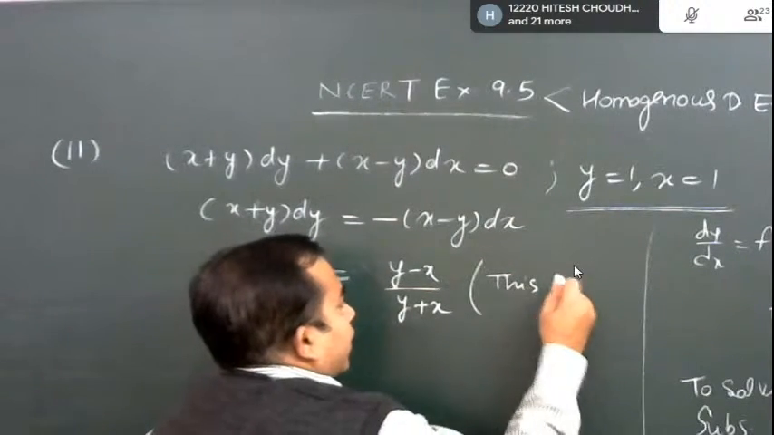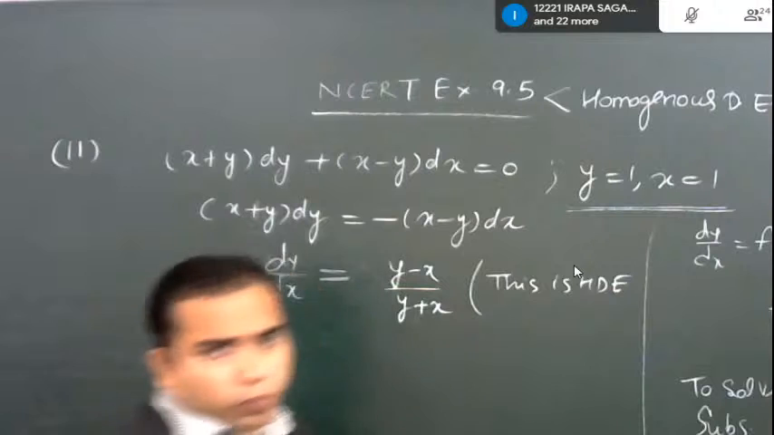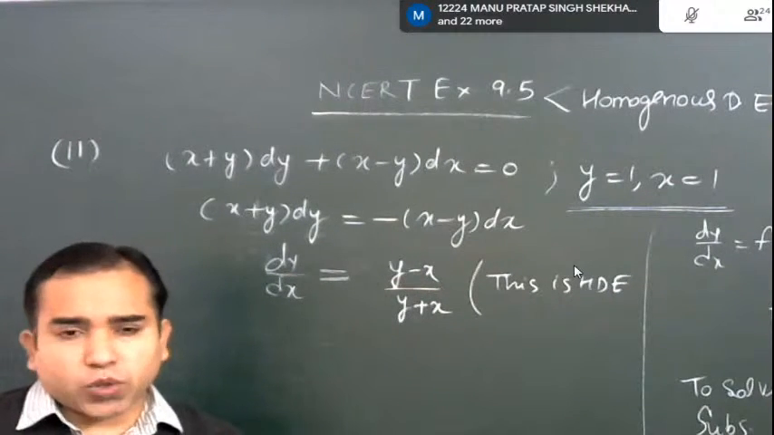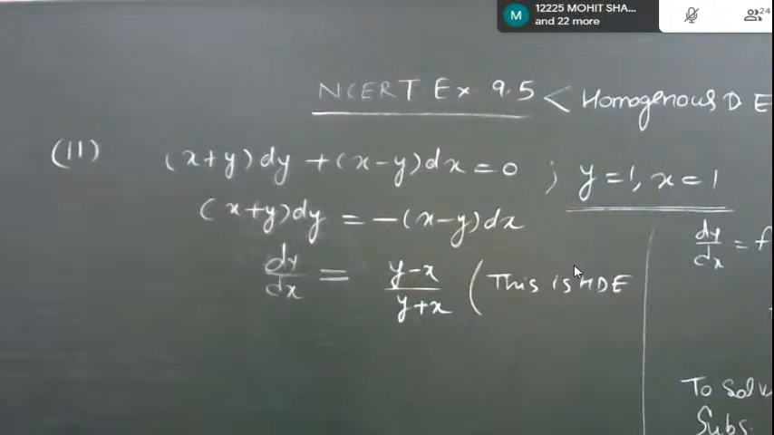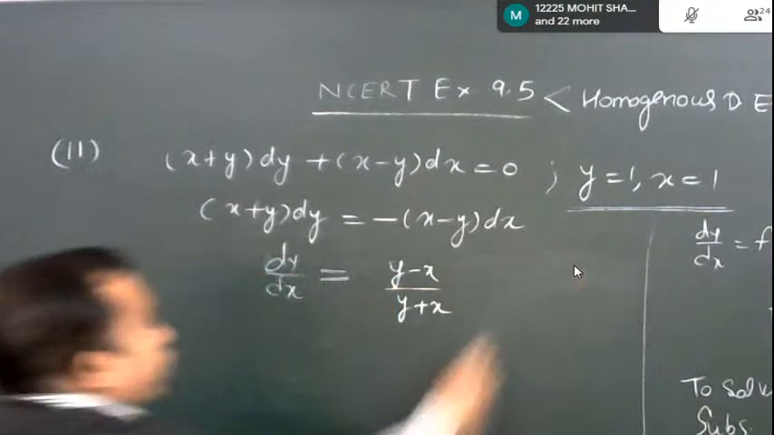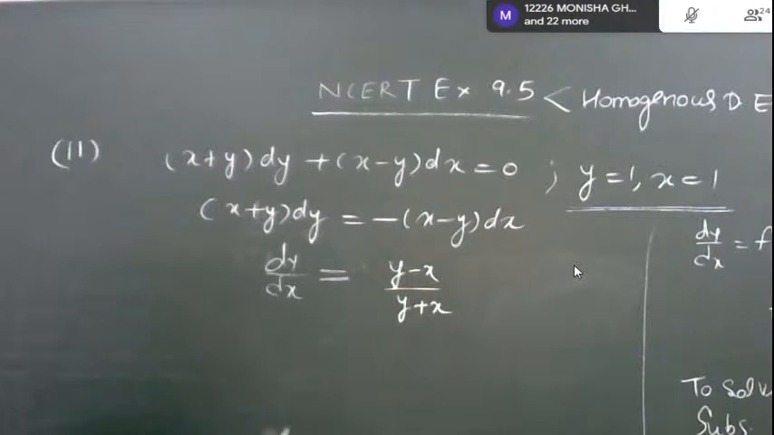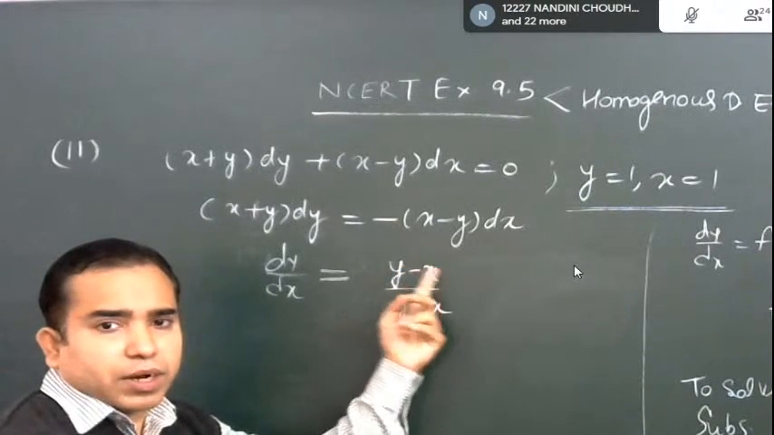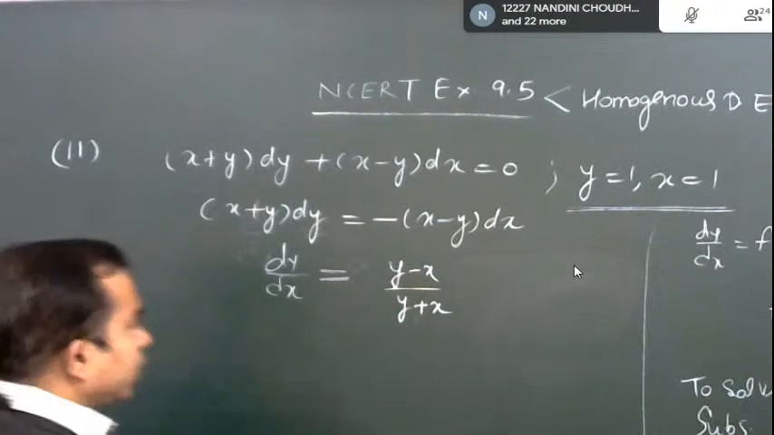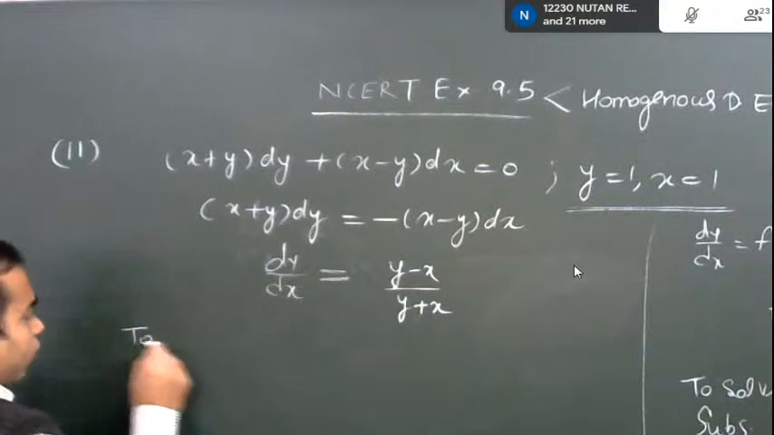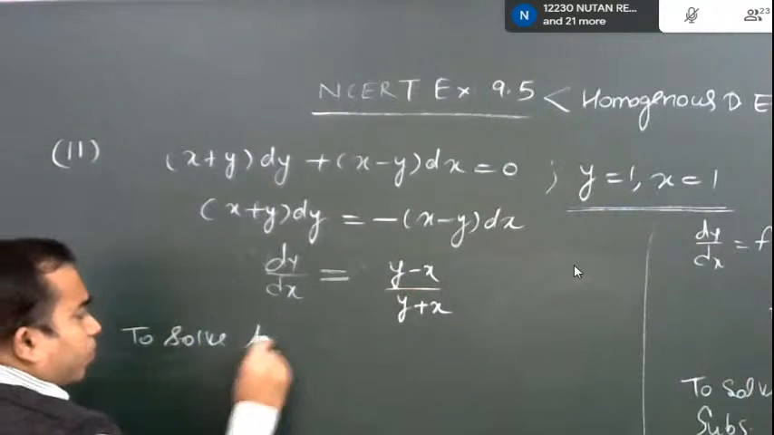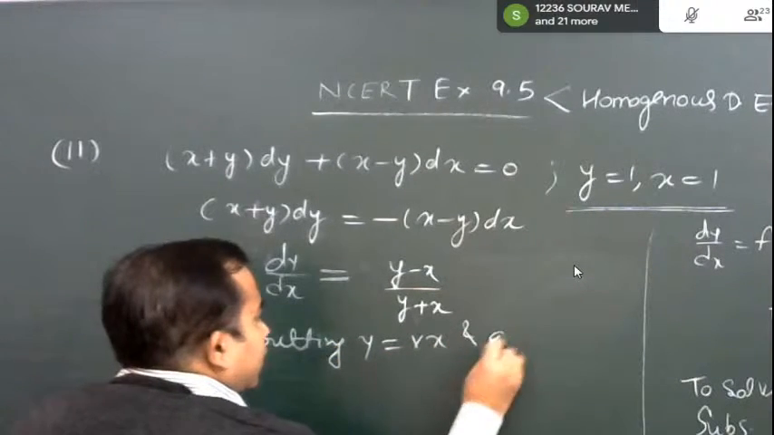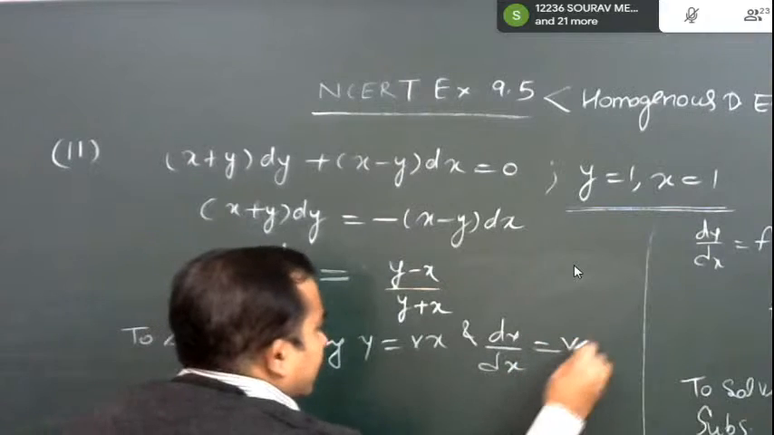This is HDE. In these questions they are not asking us to prove, right? If you see the question, they are asking only to solve, so we can directly solve, right? In previous questions up to 10th, they were asking us to prove also that this is HDE, homogeneous differential equation, but so we need not to prove it, but we can see that this is HDE because degree of every term in numerator is 1, and degree of every term in denominator is also 1. So this is certainly homogeneous. Now to solve, substitute, putting y equal to vx and dy upon dx equal to v plus x dv upon dx.